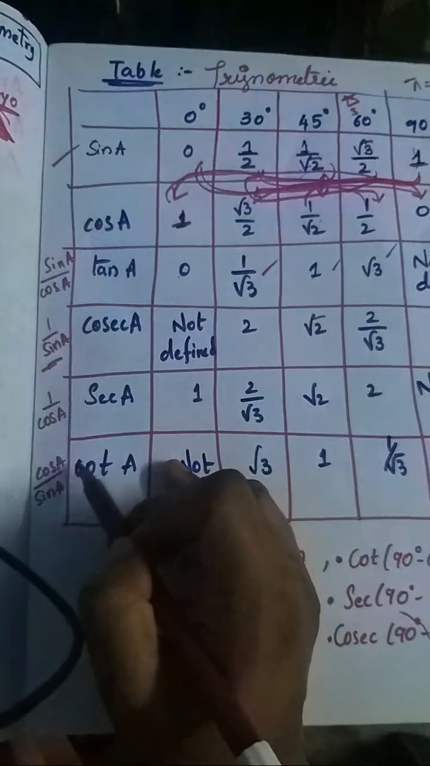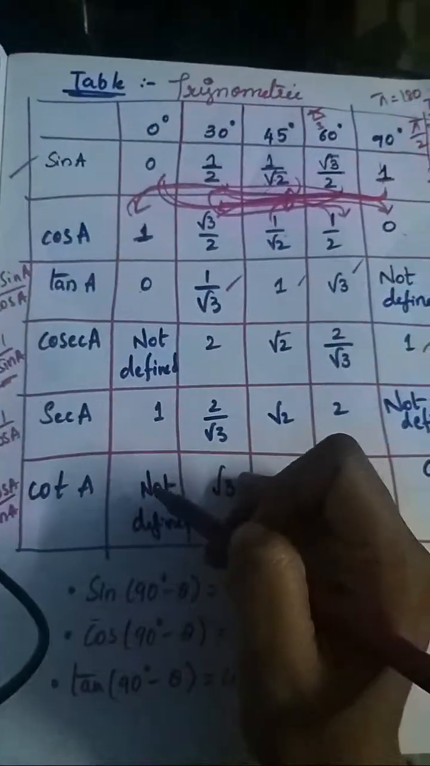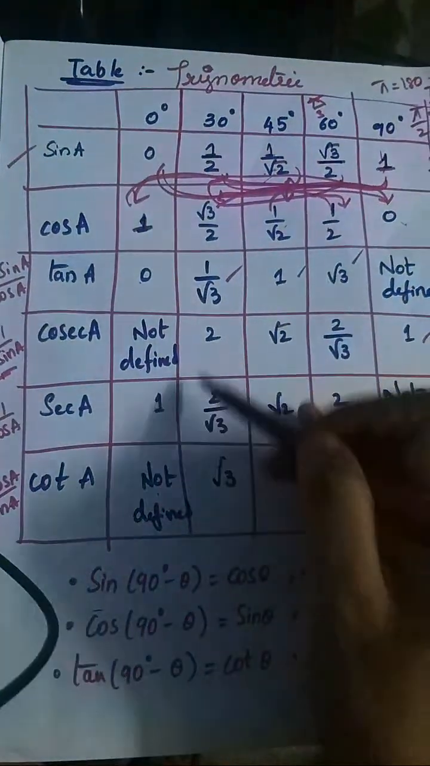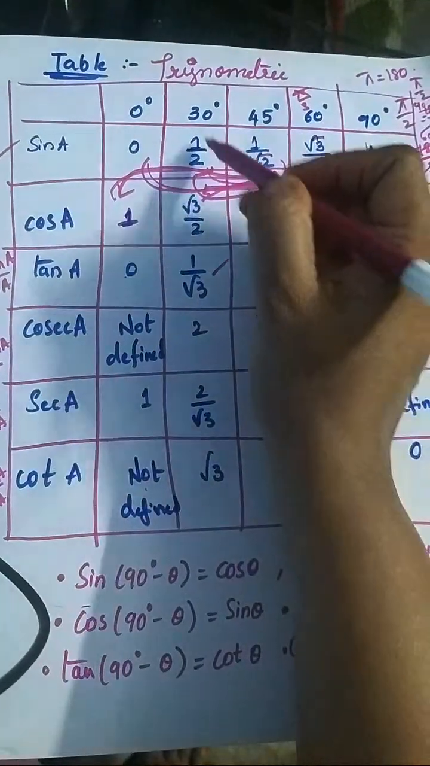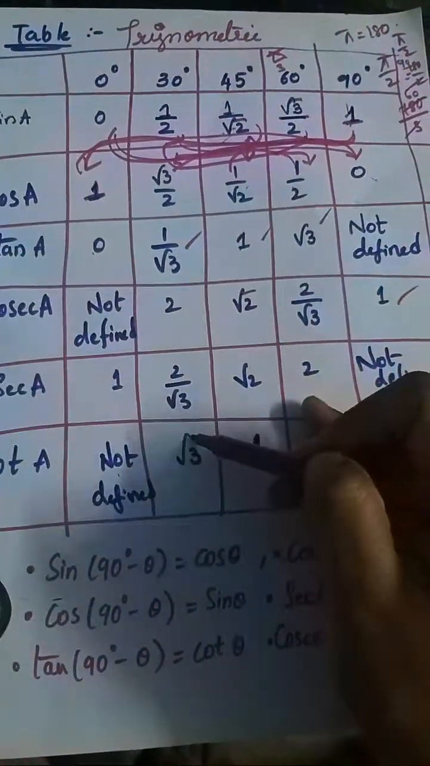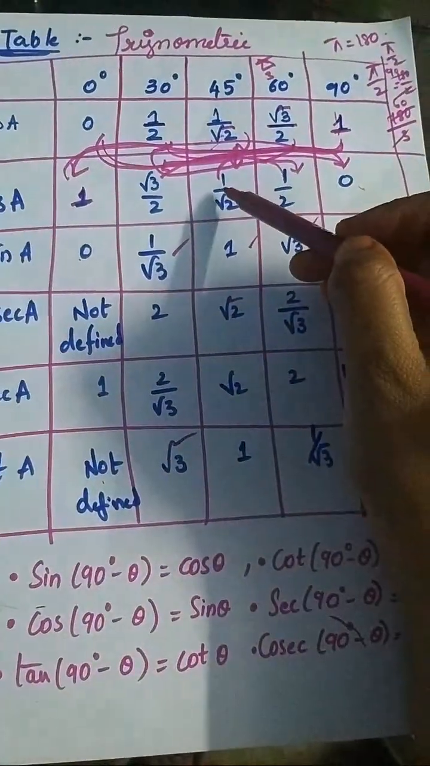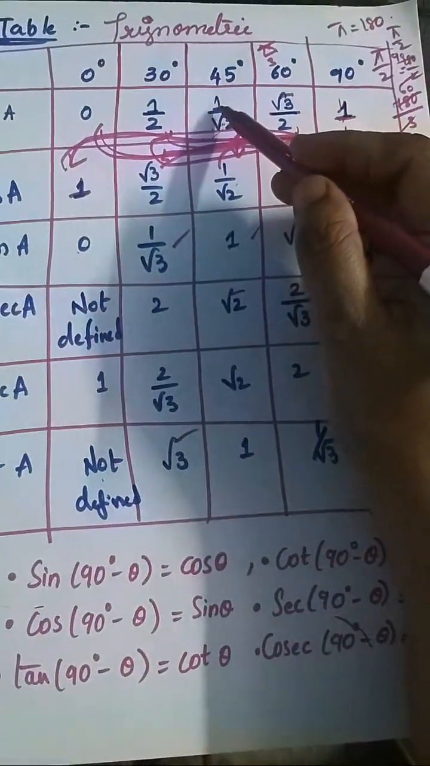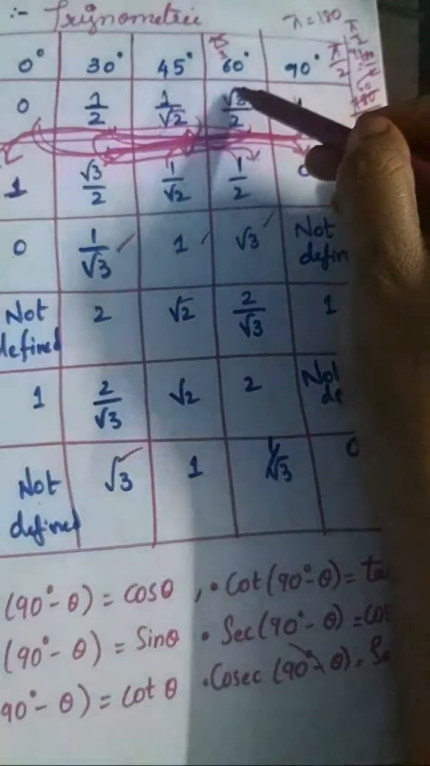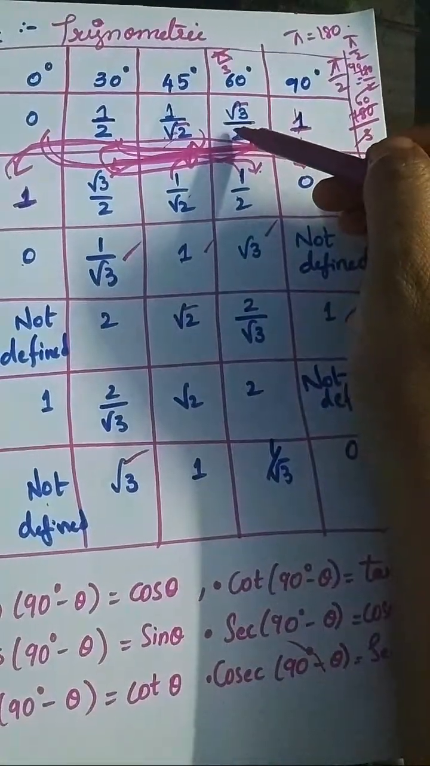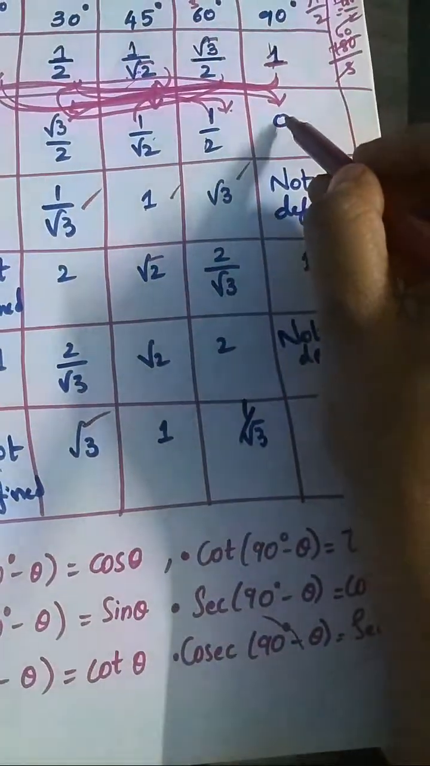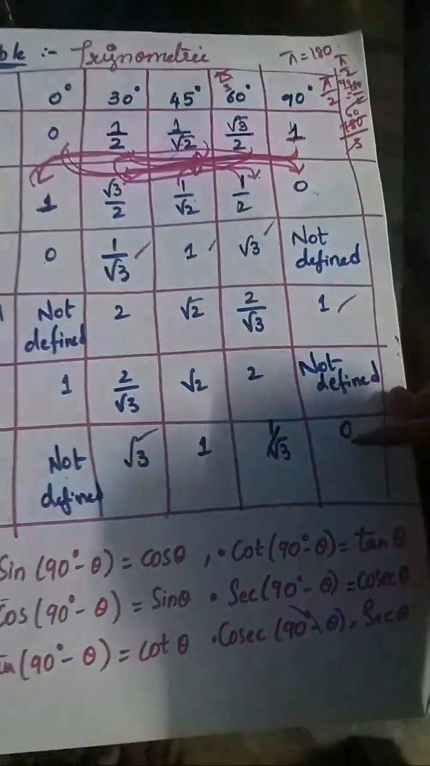Cot A means cos by sine. That is also easy. Cos means this one. 1 by 0, not defined. Root 3 by 2 by 1 by 2, then 2 cancel, root 3. Okay, 1 by 2 by 1 by root 2, root 2 cancel, we get 1. 1 by 2 by root 3 by 2, 2 cancel and 1 by root 3. And this one is 0 by 1, we get 0.